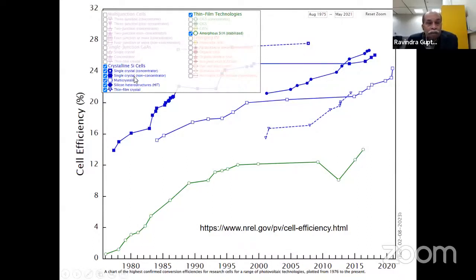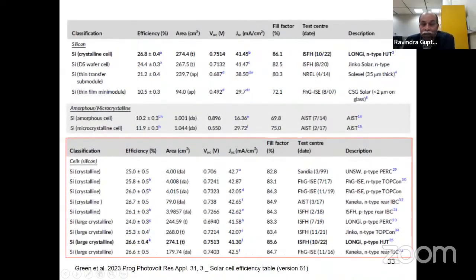This is single crystal with non-concentrator. Here you can see this is multicrystalline. This is for HJT. Here you can see it is very, very high, 24-26%, something like that. And this is from Green et al., Martin Green's group. They record the efficiency, and they publish every 6 months. So this is the latest one, published recently in 2023.